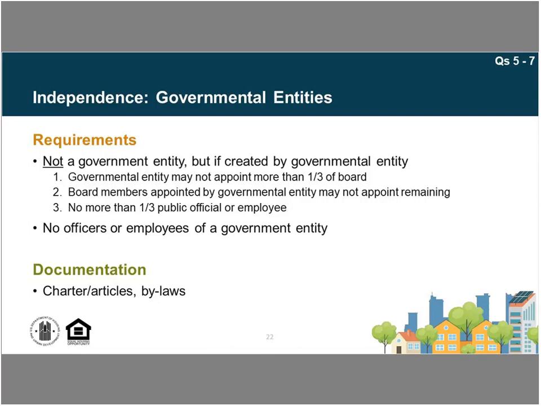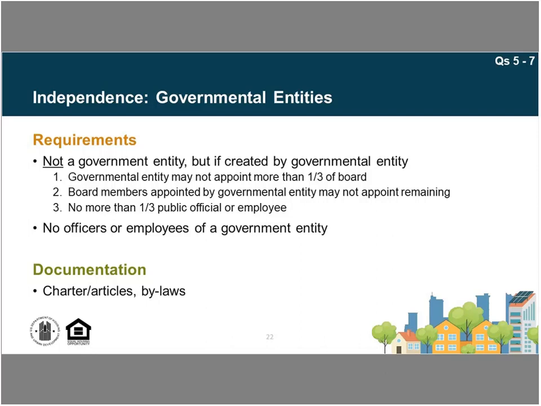So the first bullet that you're looking at applies to the situation where a governmental entity helped create the CHDO. The second bullet applies to all CHDOs, that they can't have officers, and by officers I mean things like the CEO, COO, CFO, those sort of senior level executives of the CHDO. I'm not talking about the board in this instance, or employees. The CHDO officers and employees cannot also be governmental officers or employees.